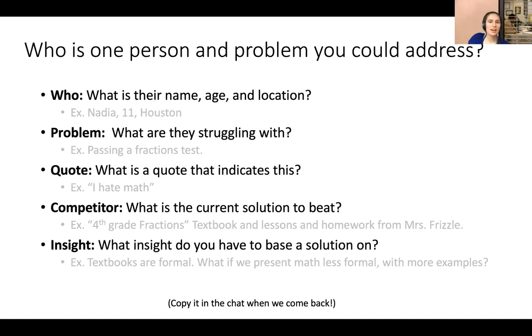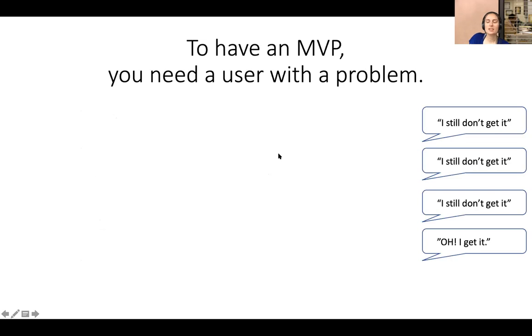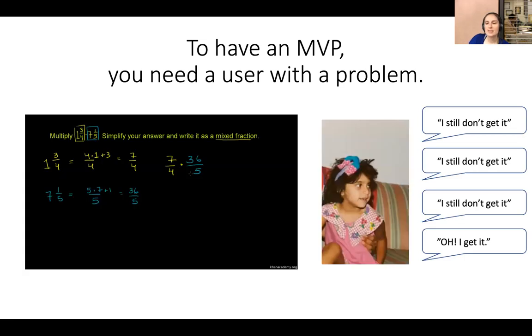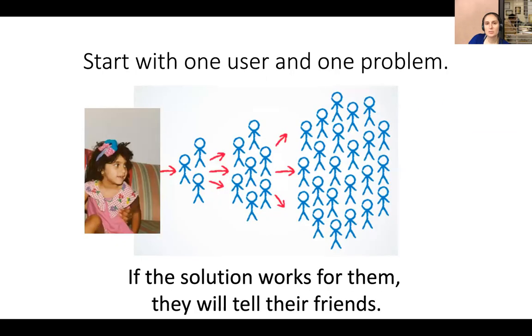I just want to remind everyone, whatever stage you're in, please remember, to have a minimum viable product, you need a user with a problem. And it doesn't have to be technical, because you're just focusing on learning about this person. Really focus on starting with one user and their problem. And if it works, your job is done, because they will tell their friends.